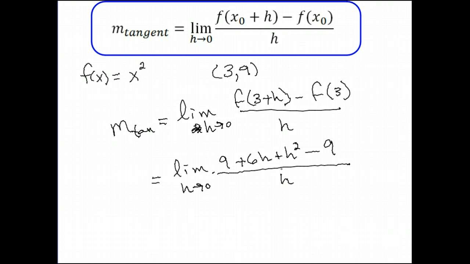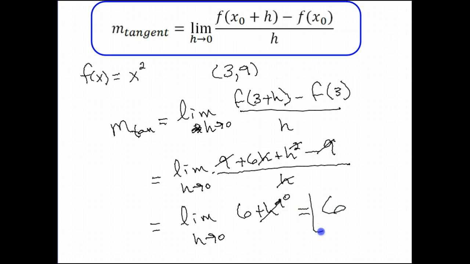Now, we can simplify things here. 9 minus 9, those go away. And then the h cancels with the h with the 6 and gets rid of one of those h's. So we're left with the limit as h approaches 0 of 6 plus h. Well, if h is going to 0, then that goes to 0, and we're left with 6. So what does this number tell us? This number tells us that the slope of the tangent line at the point (3, 9) of the function f of x equals x squared is 6.